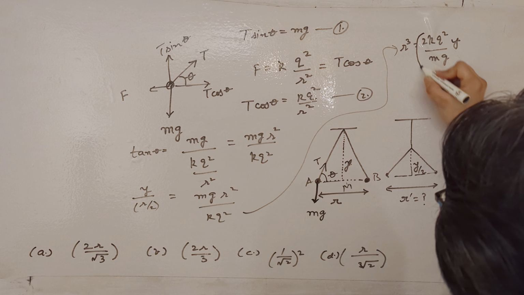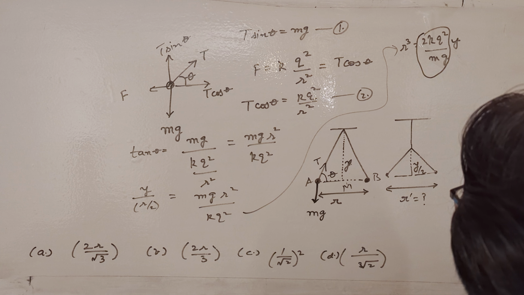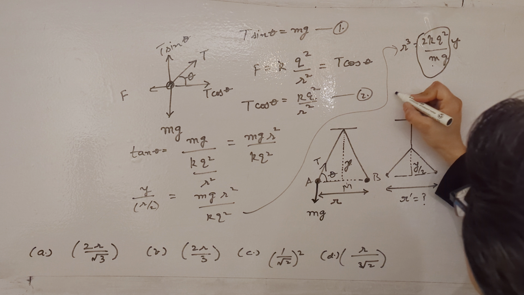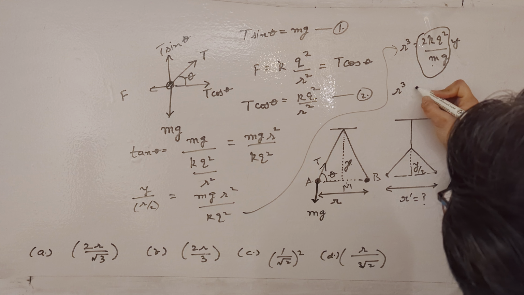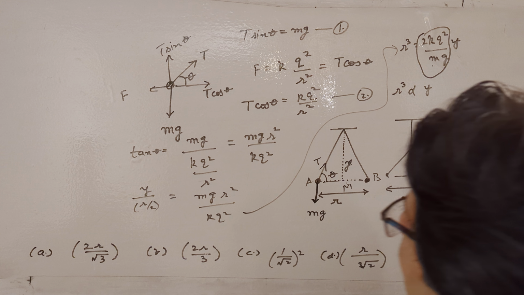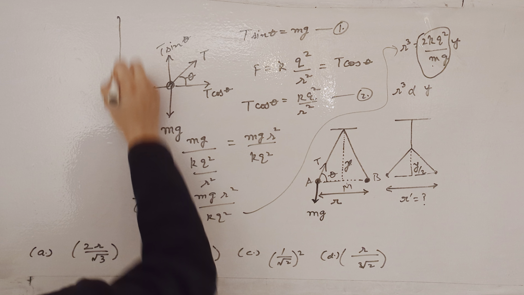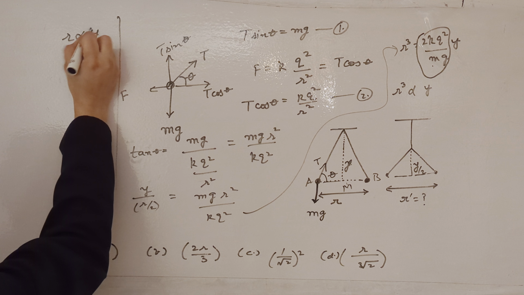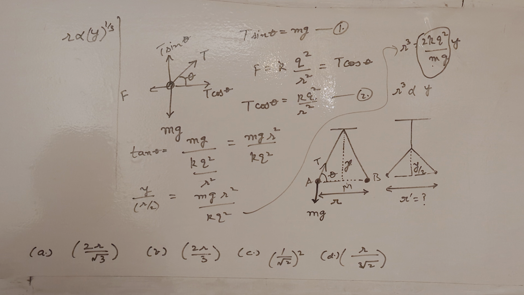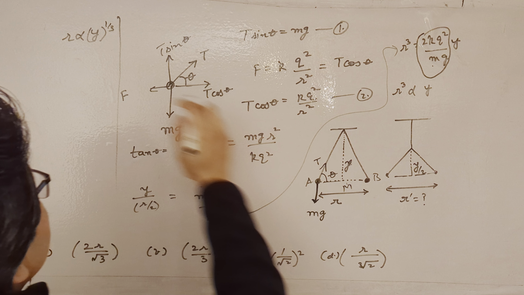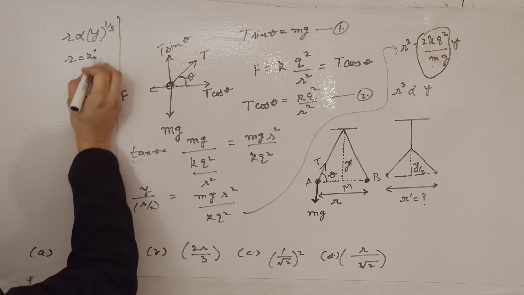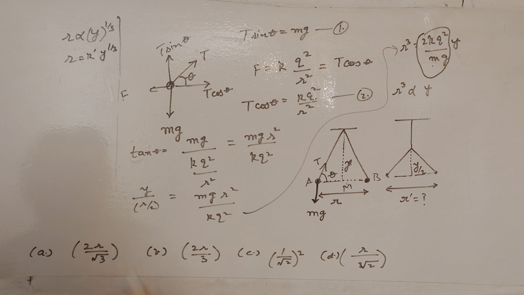Or we can see easily here that these terms, 2kq square and mg, are constant. So in this way we can say that r to the power 3 is directly proportional to y, or we can say that r is directly proportional to y to the power 1 by 3. So in the first case, we can say that r is some constant, suppose k dash, times y to the power 1 by 3.